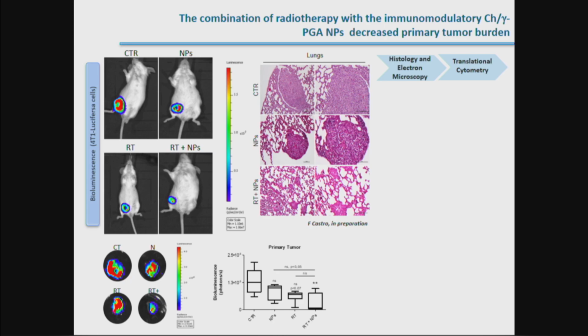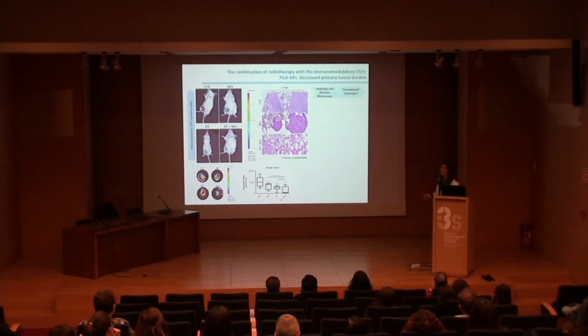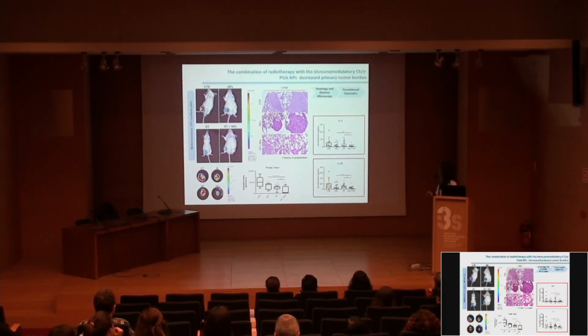We could also observe that these nanoparticles seem very promising because, in combination with radiotherapy, they seem to decrease the size of metastases in the lung. Instead of having big metastases, we start to have small metastases in the lung tissue. And this seems to be accompanied by a systemic increase of immunosuppressive molecules.